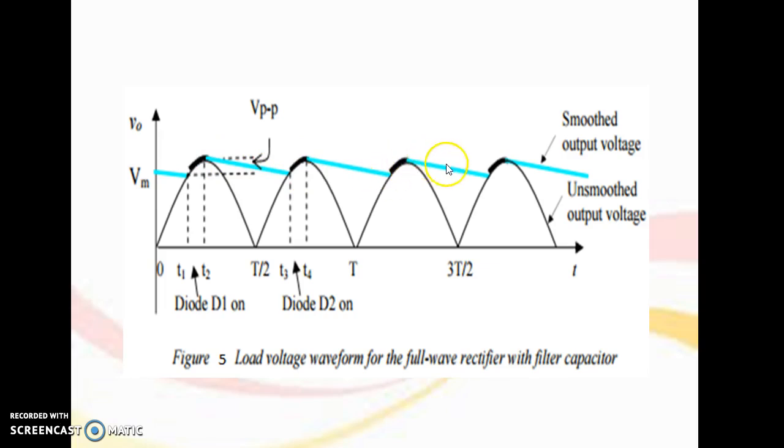So we get a somewhat smooth output, meaning we can say the amount of ripple in the output is now somewhat lower. So this is the interval which shows that the capacitor charges from T1 to T2 and it will discharge from T2 to T3. Again the capacitor starts to charge from T3 to T4 and so on.